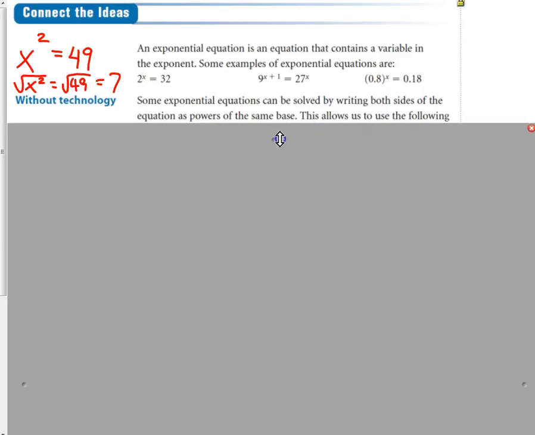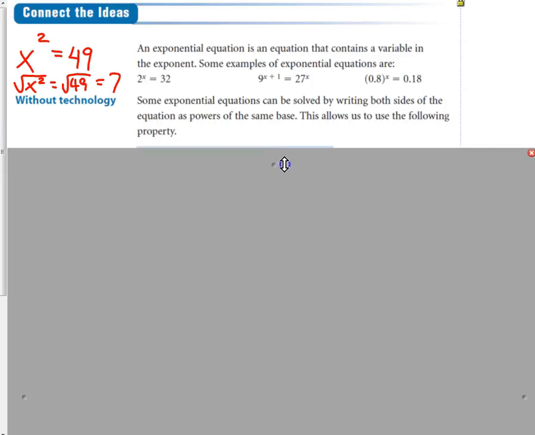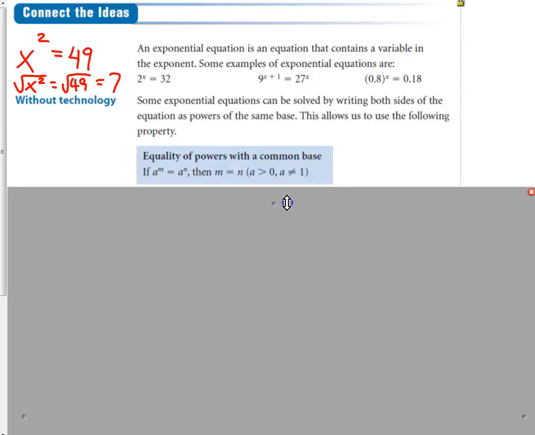When we don't have technology, we can solve an exponential equation by writing both sides of the equation as powers of the same base, and this allows us to use the following property. It's given kind of a fancy name, equality of powers with a common base. What that means is when two powers are equal and the bases are common, then we can be certain that the exponents are also equal. Okay, and this applies whenever the base is not equal to 1 and more than 0.